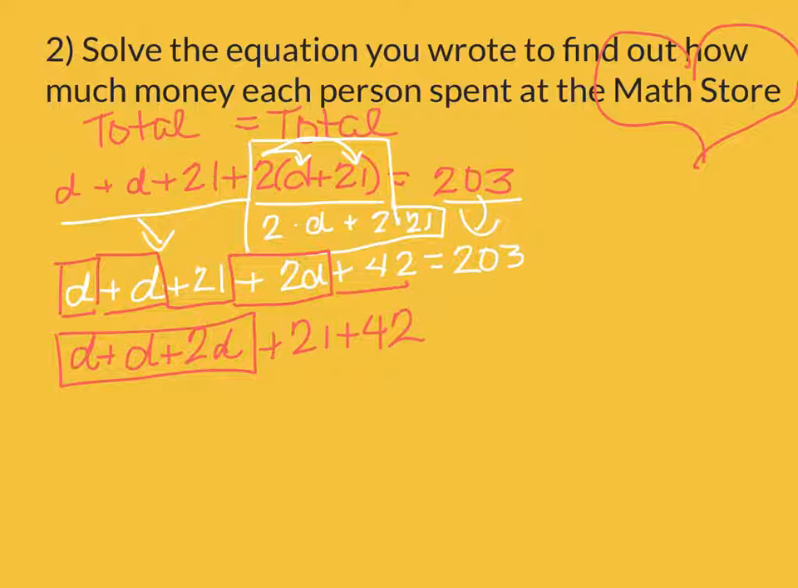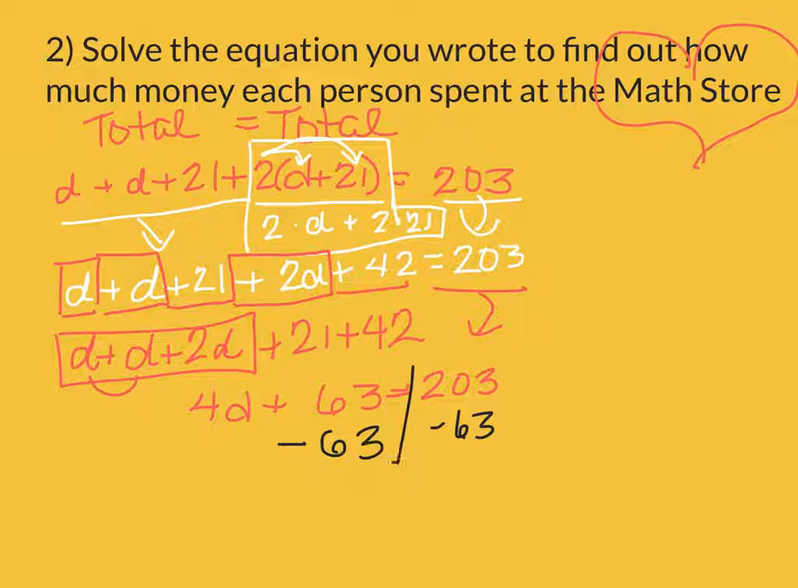D plus D, that gives us 2D, plus 2 more D's, gives us 4 D's altogether, plus 21 plus 42. 21 plus 42, well, 20 plus 40 is 60, 1 plus 2 is 3, so that's plus 63 equals 203. Here we are with this very straightforward problem that we need to solve, asking ourselves what's the opposite? Opposite of plus 63 on both sides is minus 63. These cancel out over here. I've got 4D equals 203 minus 63 leaves me with 140.